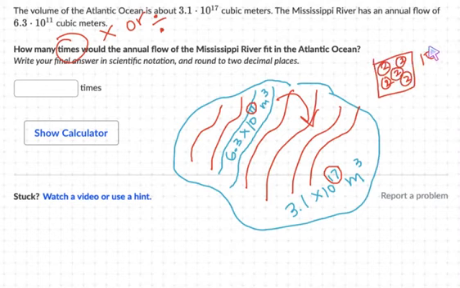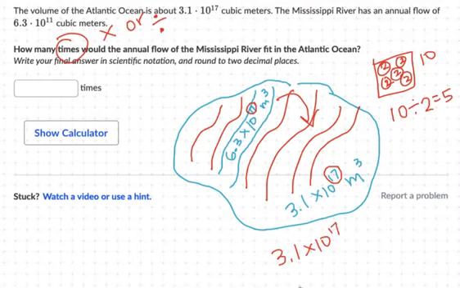So I'm drawing out an example with smaller numbers to help me visualize it. If my big amount can fit 10 and my small amounts are 2, how many of those 2's can fit inside? I'm really taking that big amount 10 and dividing by 2 to get 5. So in this situation with these bigger numbers, it's the same thing. My ocean is 3.1 times 10 to the 17th power, and I need to divide that into all these little Mississippi rivers. So I'm dividing it by 6.3 times 10 to the 11th power.